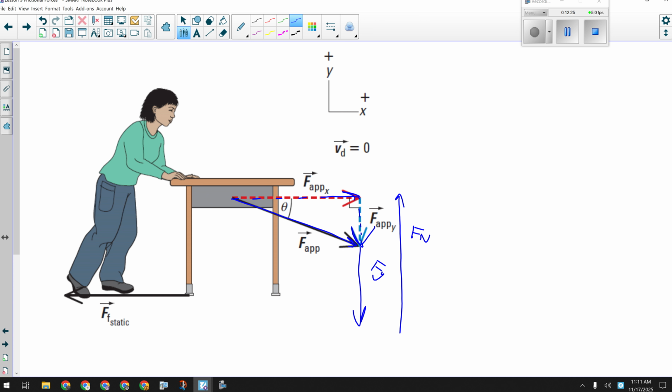If I'm pushing this like this and the desk's not moving, what's the net force? 0. Okay, so this is my horizontal applied force. Let's say it's 100 newtons. What's the force of friction? 100 newtons. This would be a static friction situation. The desk's not moving, so I'm going against static friction. Static friction is always greater than kinetic friction. Once you get something sliding, it's easier.